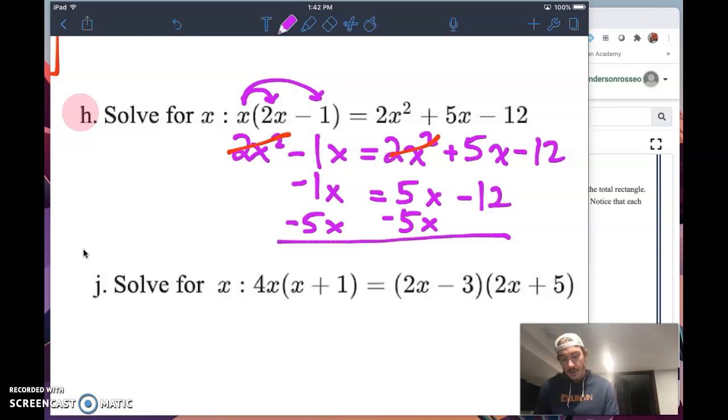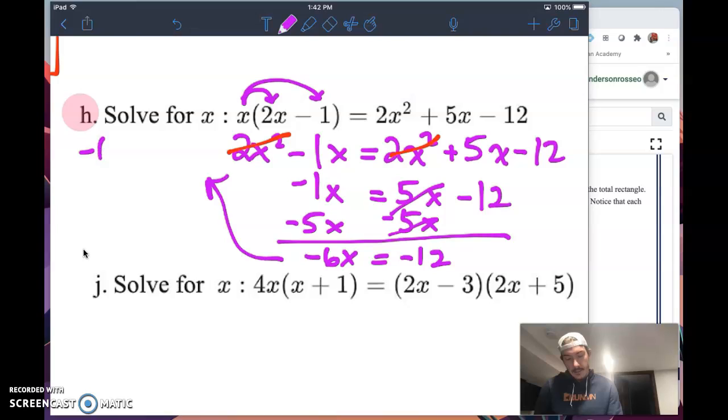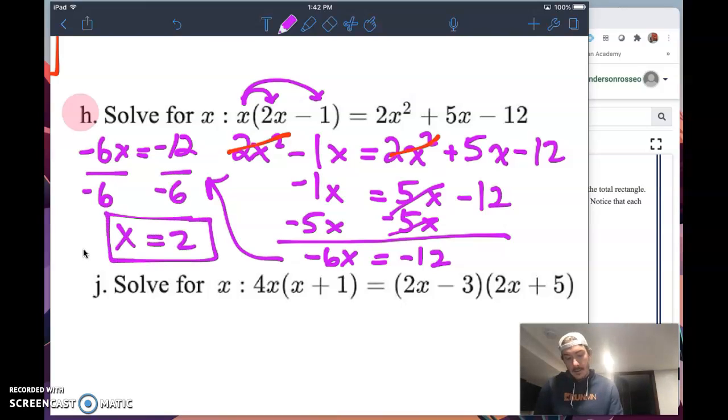And doing so allows that to cancel. I'm left with -12. Let's rewrite that, clean it up a little bit. -12, and -1x minus 5x is -6x. And I'll go this direction. -6x equals -12, and now I'm just going to divide everything by -6 one more time. And again, we've got a nice integer solution. Works out pretty well. All right.